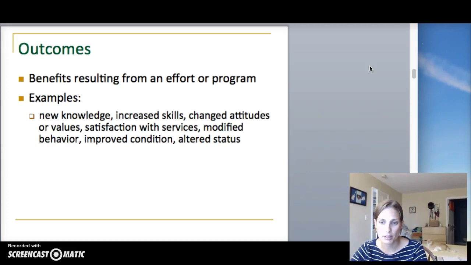Outcomes are the benefits produced by a program or effort. What good came of the efforts of the activity? For our example, the outcomes would be a safer community. It is really easy to get outcomes and outputs confused. The key is that outputs are easily defined and quantifiable, and outcomes are more touchy-feely, like kind of emotional type things.